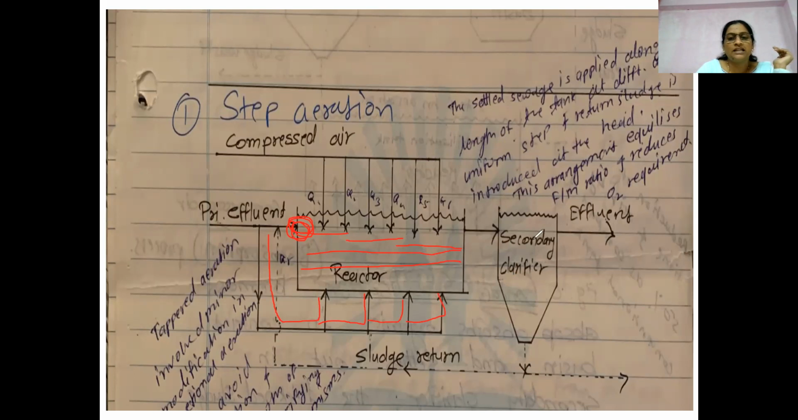So here is the secondary clarifier. After this process, it goes to the secondary clarifier, and from there the settled sludge can be removed. Some part of the active sludge can be recycled. The sludge will settle at the bottom, and the wastewater which is free from sludge will remain at the surface, and that can be removed from the top of the secondary clarifier, which is known as the effluent.